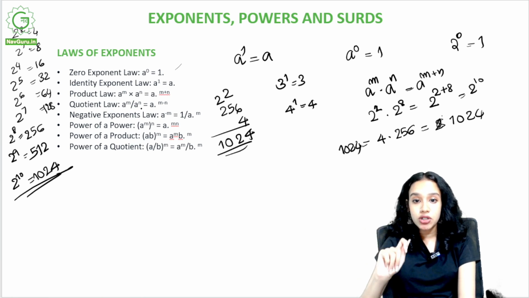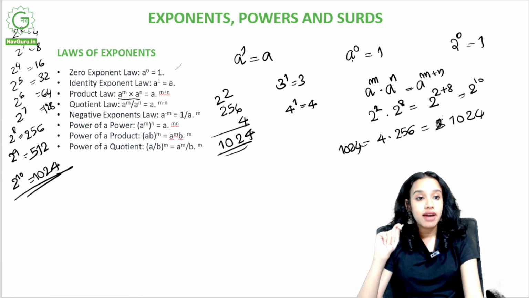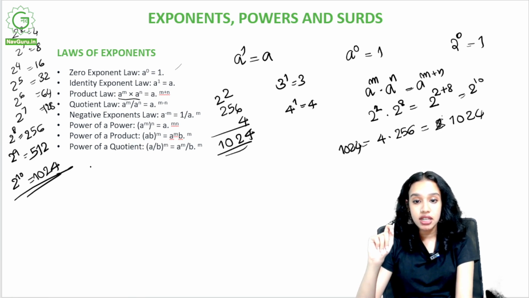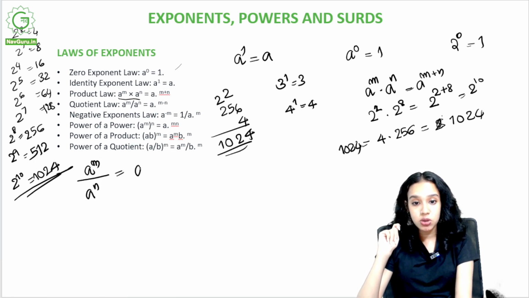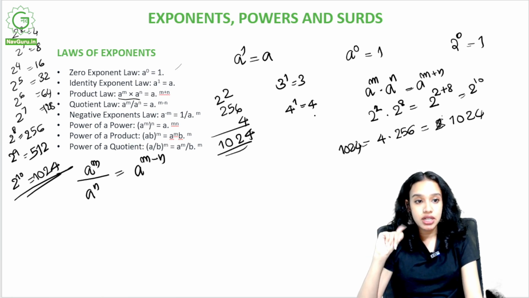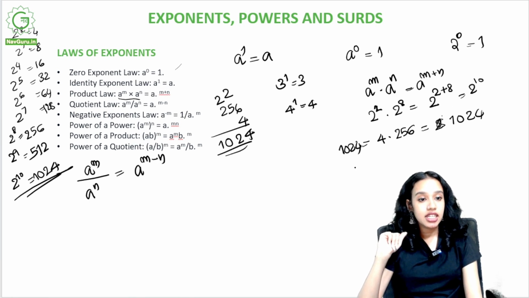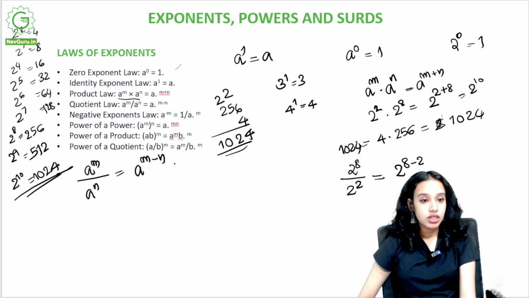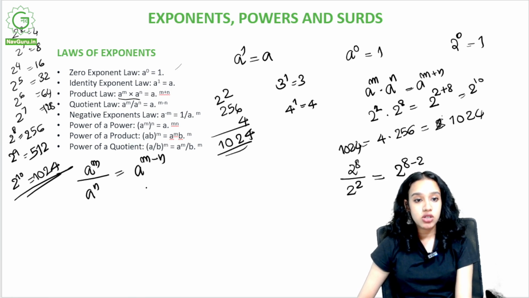Now we have the quotient law. In the product law, we have a raised to m into a raised to n is equal to a raised to m plus n, and in the quotient law, we have a raised to m divided by a raised to n is equal to a raised to m minus n. Now let's take the same example here. Let's take 2 raised to 8 divided by 2 raised to 2, right? This would be equal to, according to this law, 2 raised to 8 minus 2.